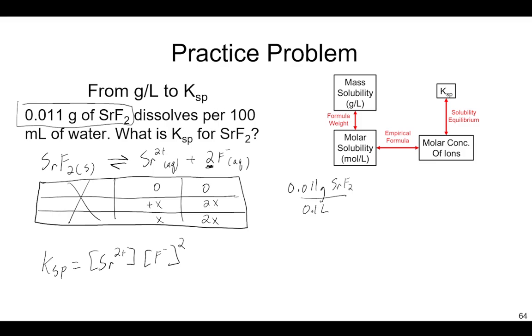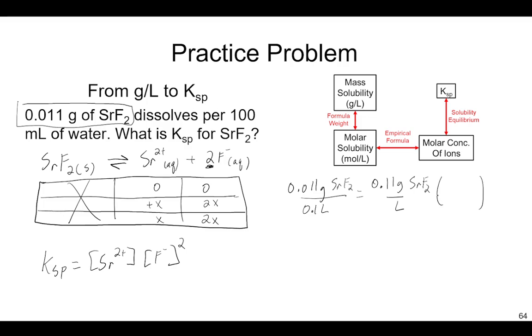Okay, suppose I can transition it into grams per liter, like this. 0.011 grams divided by 0.1 liters tells me it's 0.11 grams per liter. And now, before I equate any of this to values in a nice chart, which are molarity, I need to get from this grams per liter into a moles per liter.